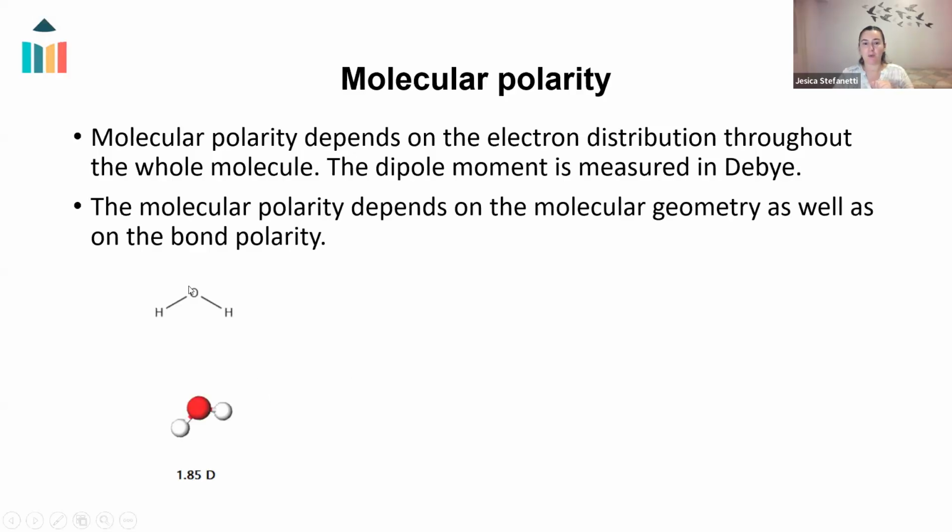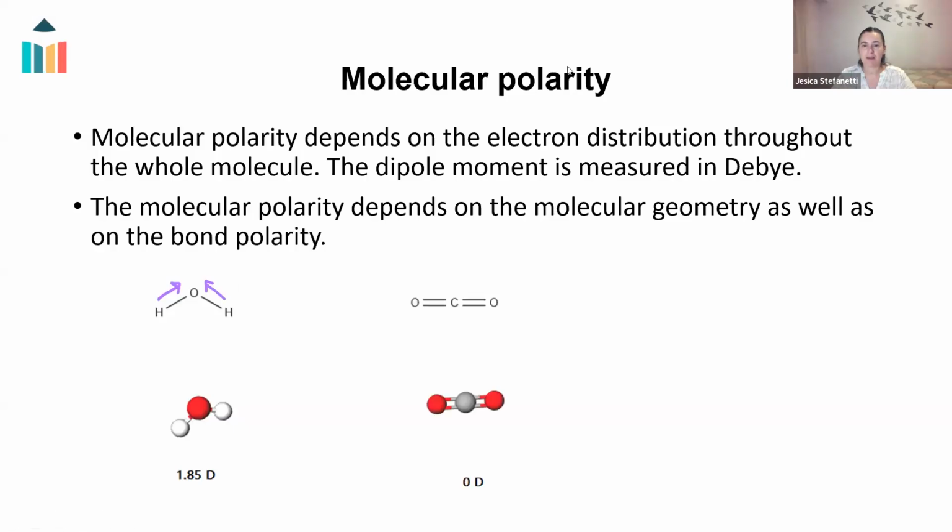Here, in the case of water, we have some bond polarity. Oxygen is more electronegative than hydrogen, so there's some bond polarity here and here. And as a result of those two bond polarities and the shape of this molecule, the molecule turns out to be polar.